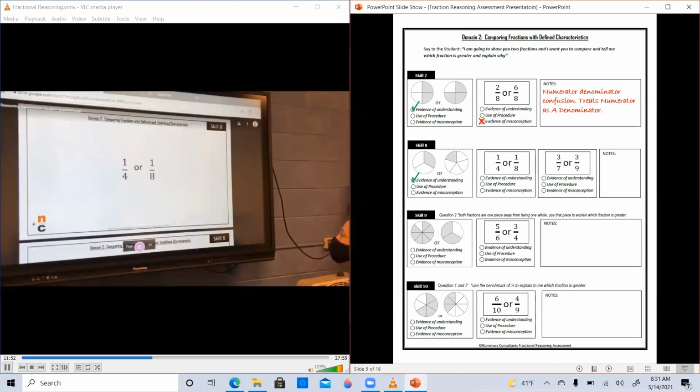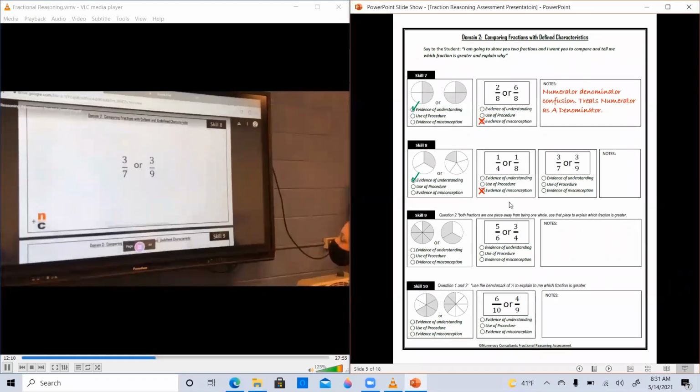1/8, because like 8 is, you could get more pieces than 4. Okay, so you're saying that 8 is more than 4, so 1/8 is more than 1/4 because there's more pieces in 8? Mm-hmm. Okay.